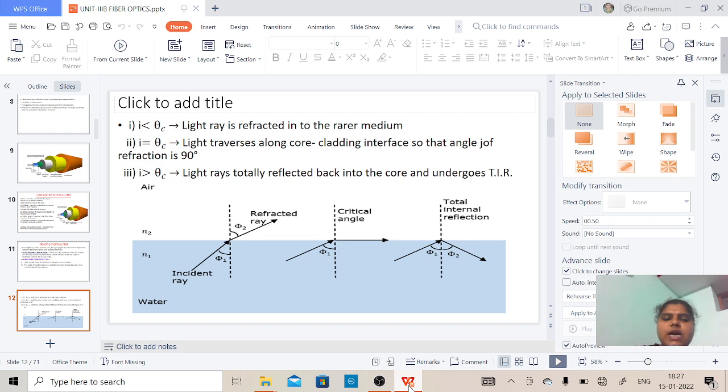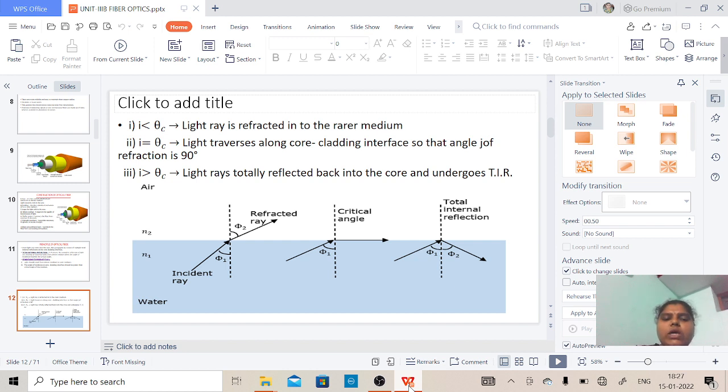In the first diagram we are taking two mediums, an air medium and a water medium, and we are discussing the incident ray and how the refracted ray will be. Whenever the angle of incidence i is less than the critical angle, the light ray is refracted into the rarer medium. The air is a rarer medium and the water is a denser medium, so it will be refracted into the other medium.